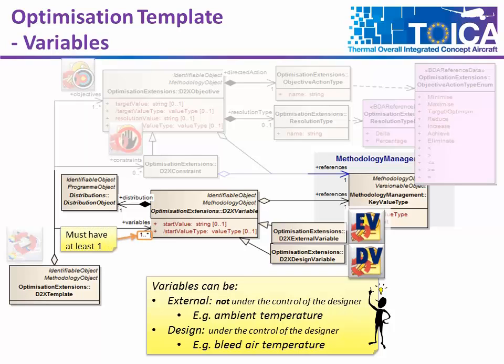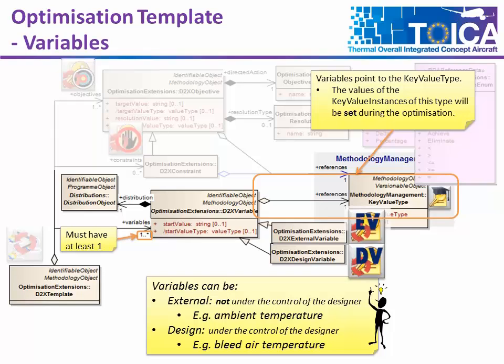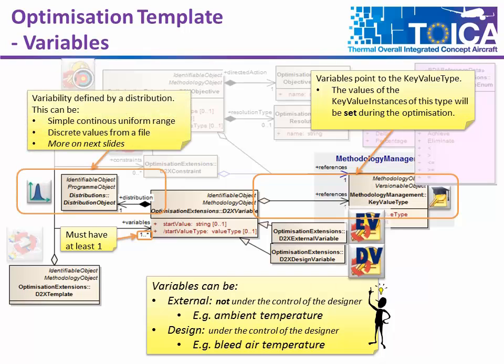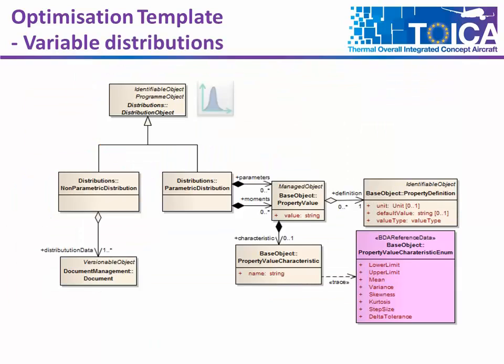A template must have at least one variable, and the variable points to the key value type, which is the type of the key value instance that will have its values set during the optimization. A variable points to a distribution object that is the definition of how it can be varied. This is covered on the next slides with examples. A variable can have an optimal start value, for example for a Newton-Raphson type of optimization.